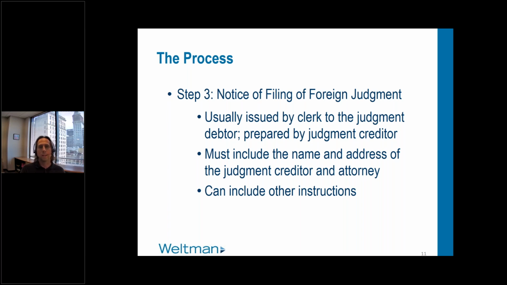All that notice basically tells the debtor is that there's been a foreign judgment entered against you. It's going to give them the name and address of the judgment creditor and the attorney that filed it. And then usually it's going to give some other instructions too, about how long they have to potentially respond, and how they could go about staying enforcement of the judgment. That's going to be included on that notice. Some notices in some states are longer than others, but the only thing that has to be on there is the name and address of the judgment creditor and their attorney. But often there are other instructions as well. Next slide, please.